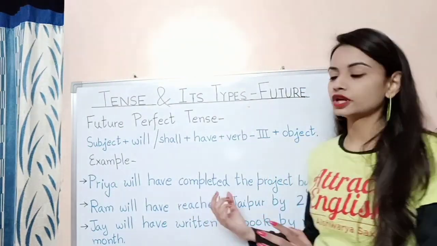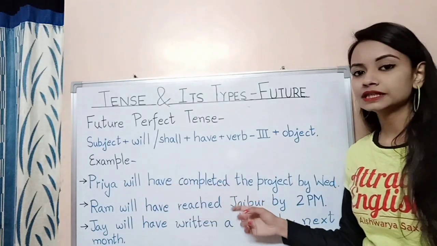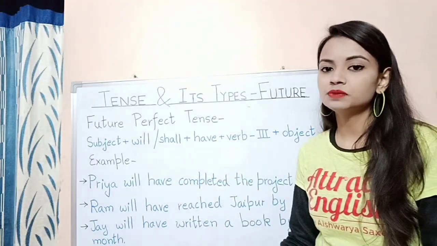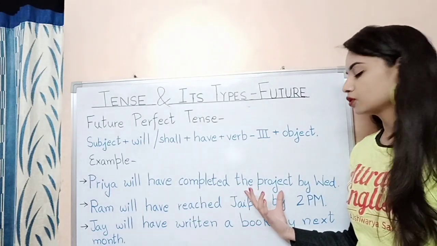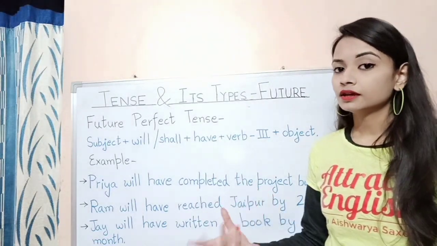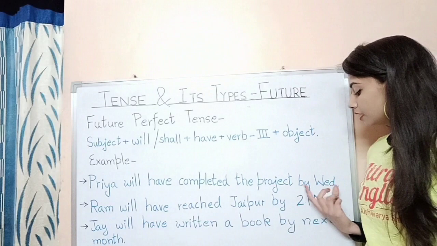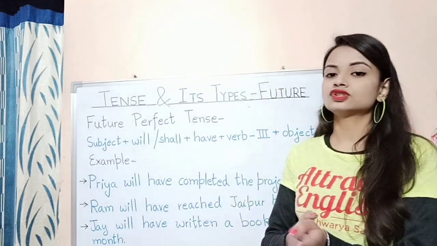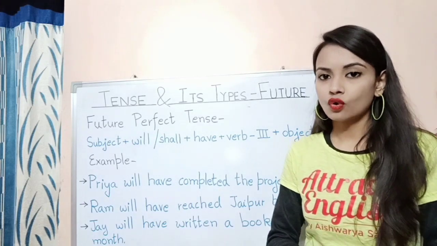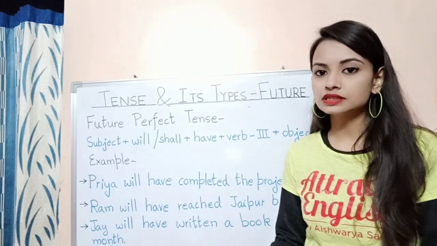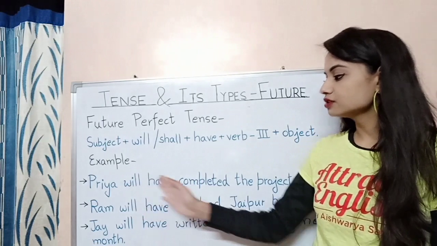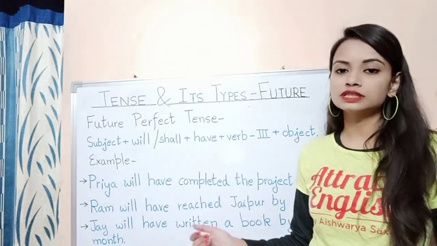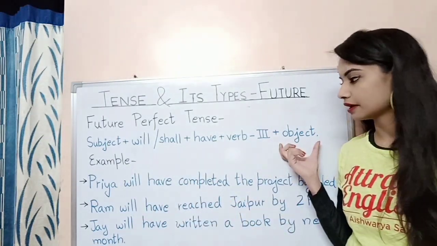This is the object. Priya will have completed what? This what is being answered by the project, and when. When is being answered by Wednesday. So this complete part is answering the questions what and when, and by answering these questions it is completing the sense of this sentence. Therefore this part is acting as the object here.